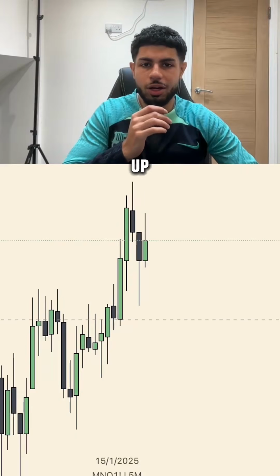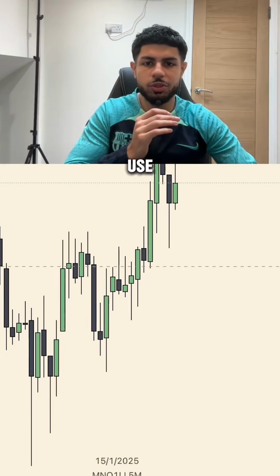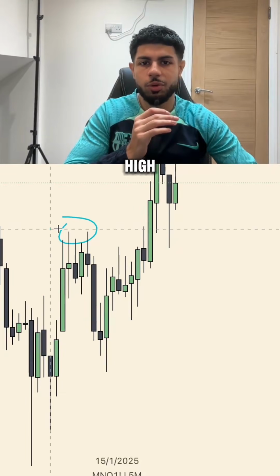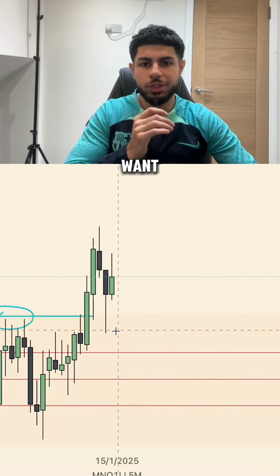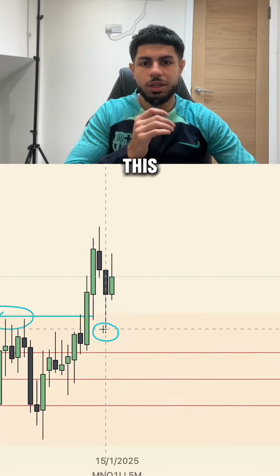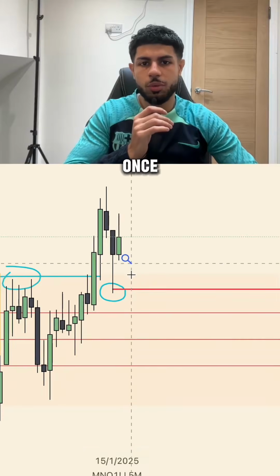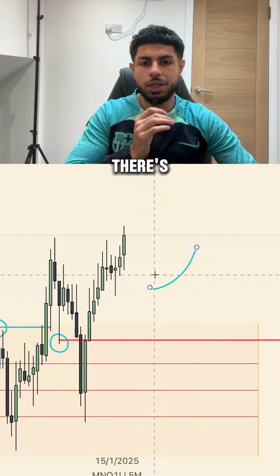So now we're in an uptrend. We're solely focused on swing lows. But which swing low do we use? Well, the same thing. We have a high, we break structure. That gives us a zone from this high to this low. Now I want to find the swing low that tapped into my zone. It's this one here. This is the ultimate area of liquidity. Once price sweeps this, I expect a reversal back up with the trend. There's the sweep and there's the pump back up.